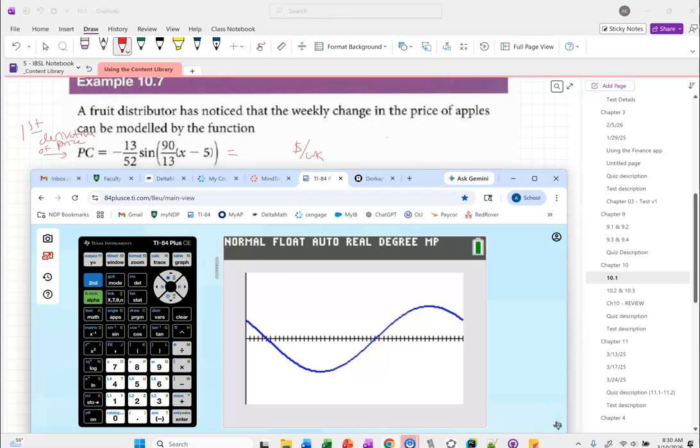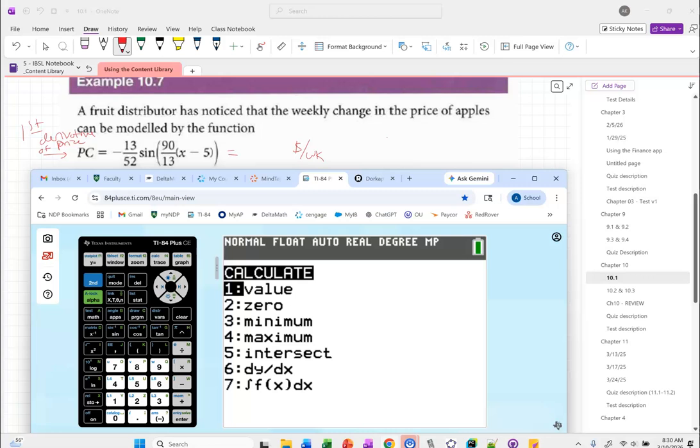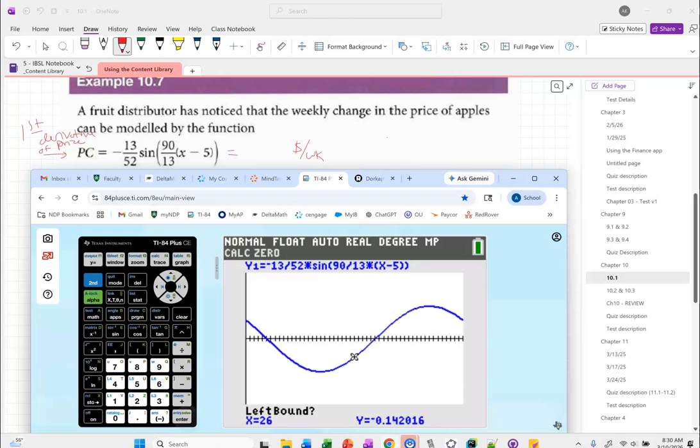So this one, we're going from increasing to decreasing. That's going to be the maximum price change in apples, or price of apples. Here, we are going from decreasing, because it's negative, to increasing. That's going to be the minimum I'm interested in this week. Is everybody okay? So second trace, 0 command, left bound, right bound, guess, week 31.